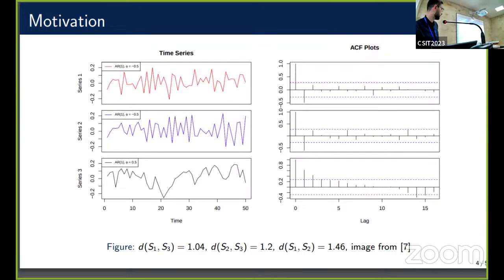between time series which are generated by the same model, but the autocorrelation plots and the main characteristics of the first two time series are identical or nearly identical. So we need to define other dissimilarity measures to handle these situations.